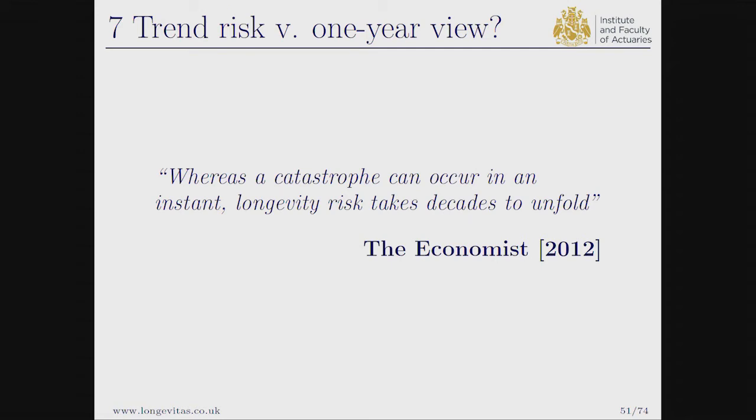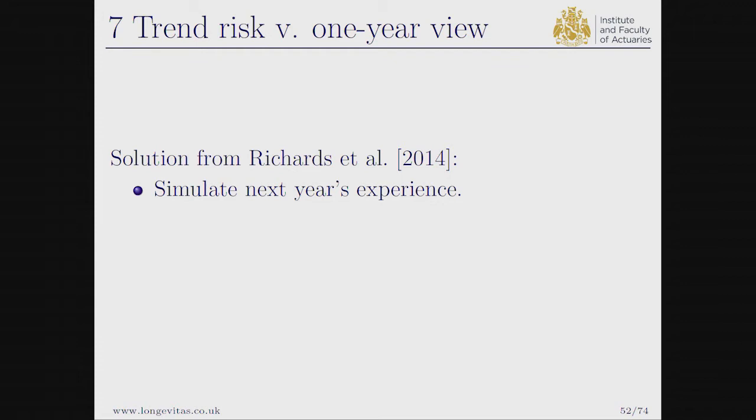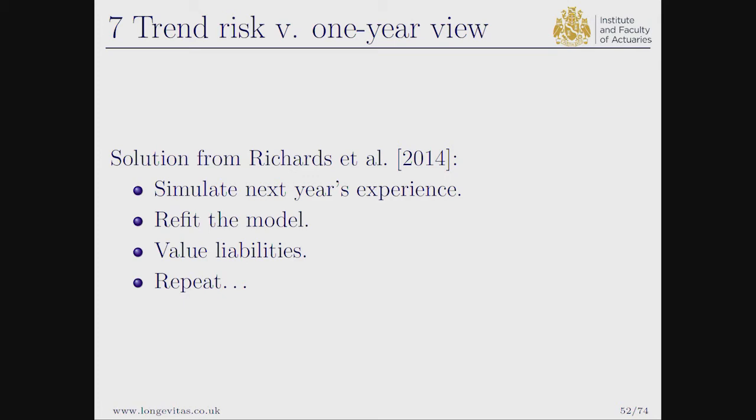So what we did with the APCI model and the others is we took the approach that we set out in our paper of 2012, where we take a model, we use it to simulate the following year's mortality experience, we add this pseudo-experience to the data, refit the model, and then look at the forecast that comes out of it, value the liabilities under this forecast, and then repeat 1,000 times, 5,000 times, however many times you want. And this will actually give us a density, a distribution, if you like, of the liabilities under this 1 year value at risk assessment.